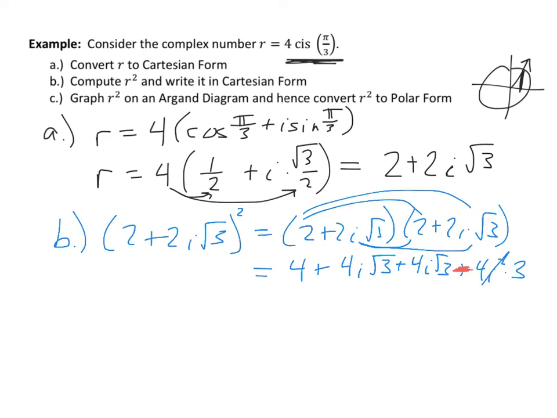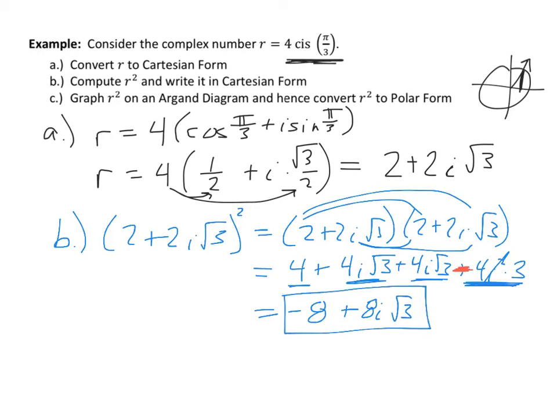So for the real parts, I have 4 minus 12, so that's negative 8, and here I have 8i root 3. So we've got our answer for part B here. We've got our answer for part A up here.